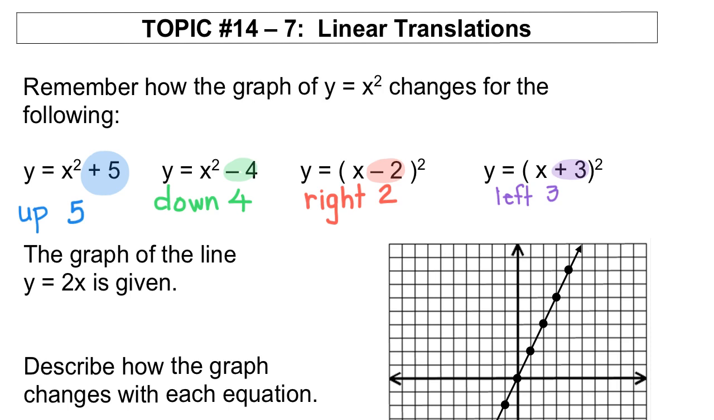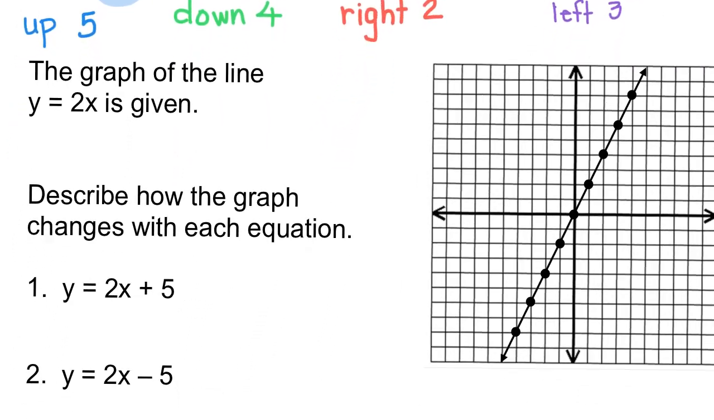But notice in the third example, it moves right 2 because the minus 2 is inside the parentheses, and then the squared is on the outside of the parentheses. And then lastly, it moves left 3, and the 3 is inside the parentheses. Well, let's look at linear equations now.